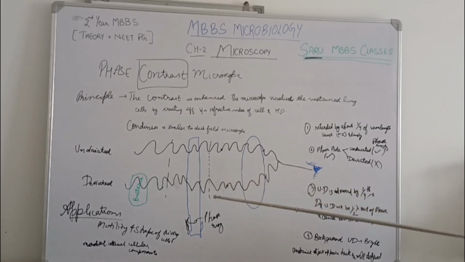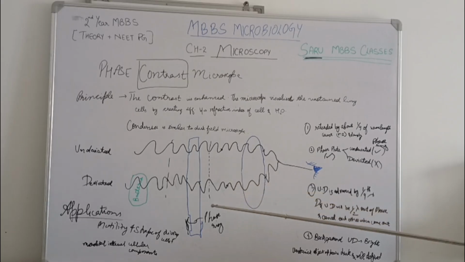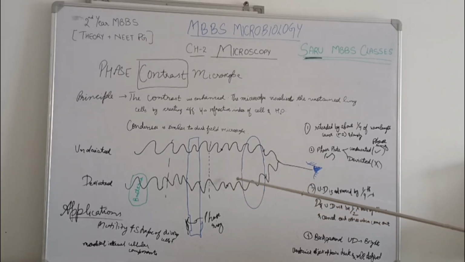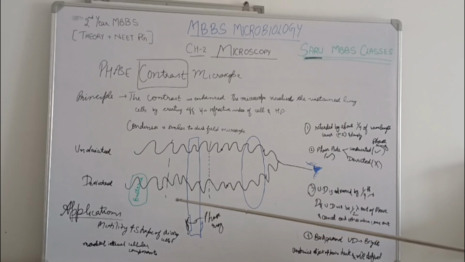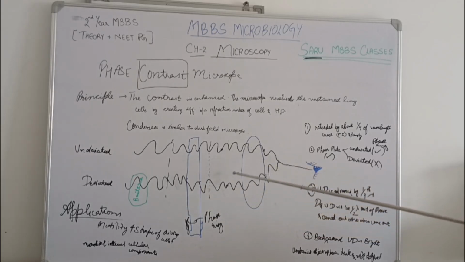Then, in the fourth point, we are describing the image. The background is light, whereas the bacteria or the unstained object appears dark and well defined. The background is light because of the undeviated rays.